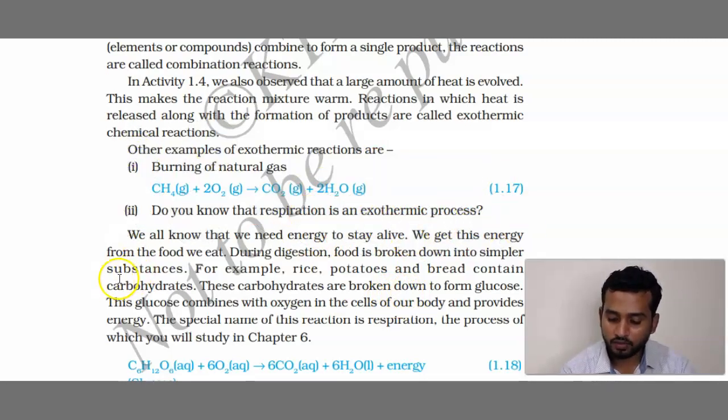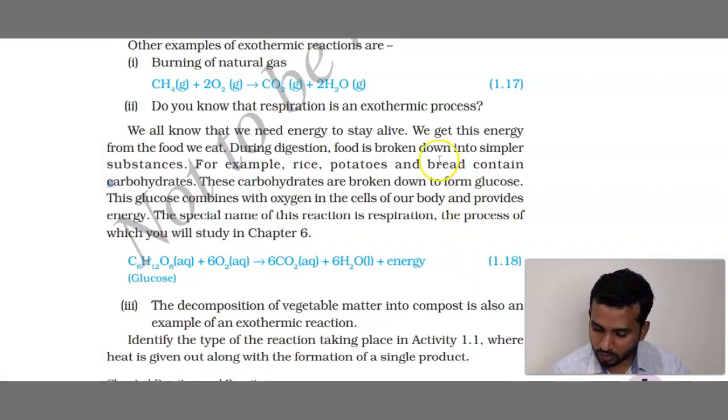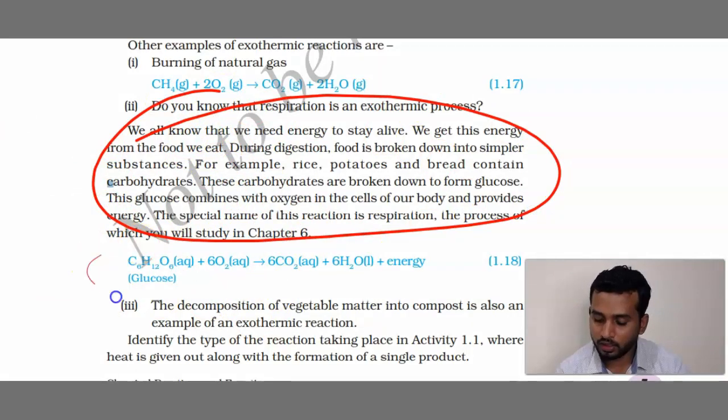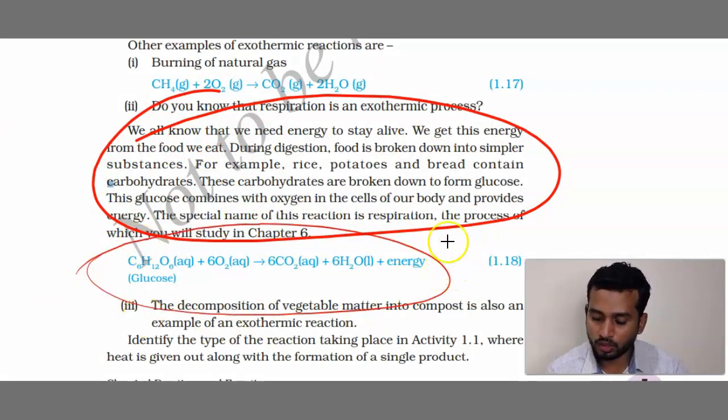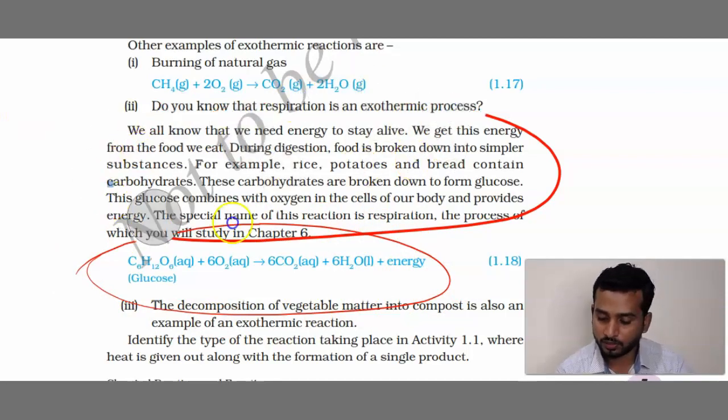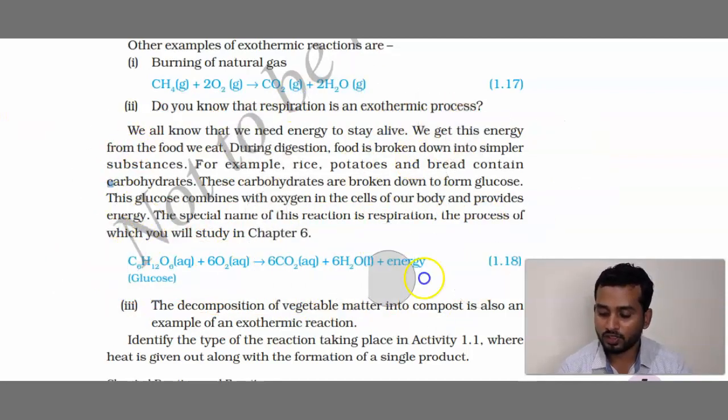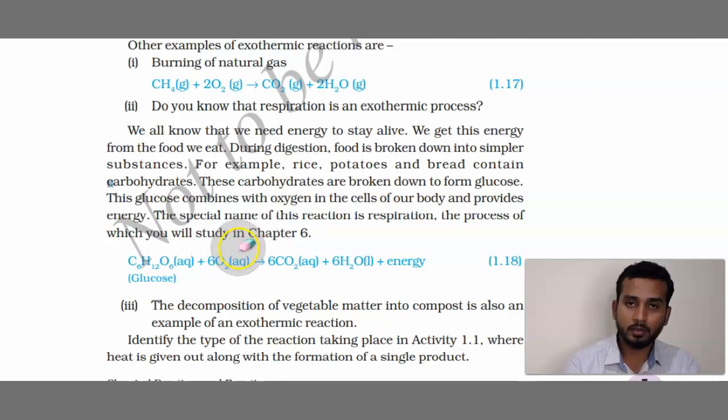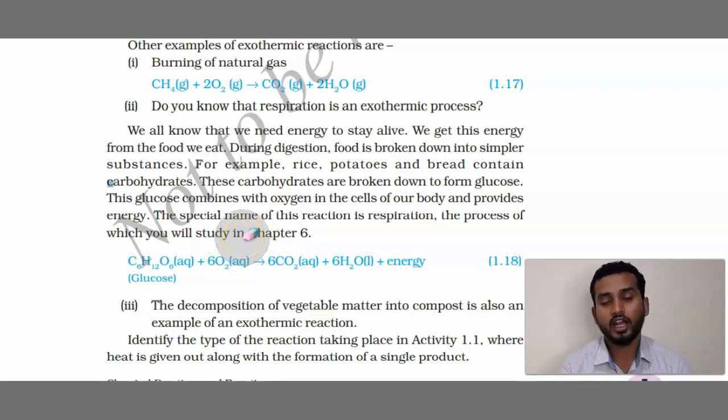Okay, so please read this paragraph once to understand in a better manner, and this is nothing but how respiration will take place. It has been given here. Glucose plus oxygen gives carbon dioxide plus water plus energy. So remember this. This is the chemical reaction for respiration. Understood? Photosynthesis we discussed, and here respiration we discussed. And remember the examples of exothermic reaction and remember the examples of endothermic reaction.